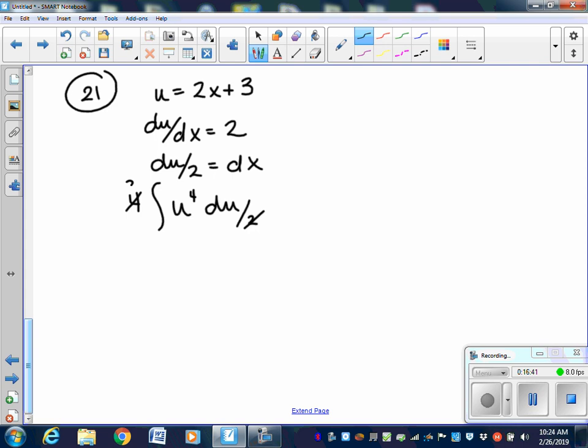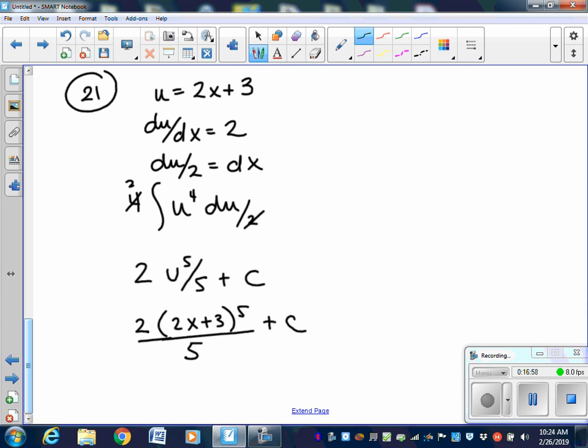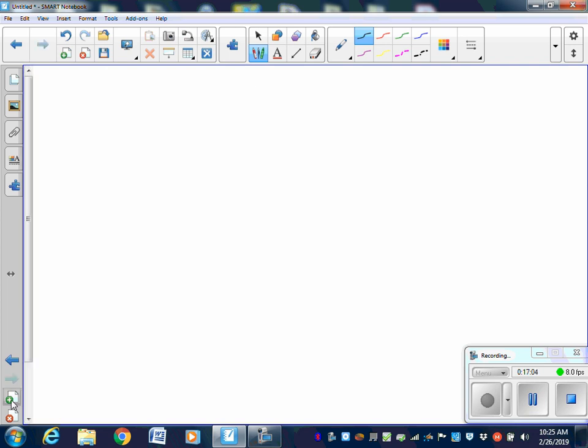2 goes into 4, 2, so you're going to have a 2 on the outside, u to the fifth divided by 5 plus c when you integrate u to the fourth. So my final answer is 2x plus 3 to the fifth divided by 5 plus c. Okay, that's it for that part. The next part is what happens when there's limits like a negative 1 to 1 and you're doing u substitution, pretty much the same concept.